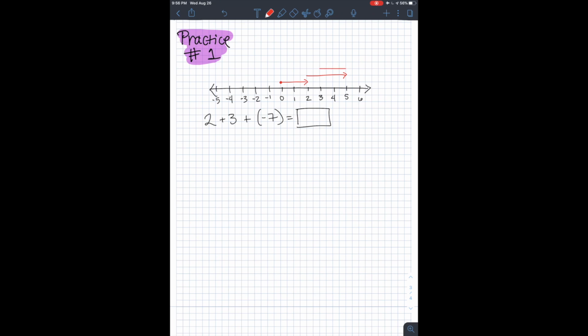Then we're going to start where we ended after going to the right again. And we're going to go back to the left 7 spaces because that negative sign in front of the 7 means that we go to the left. And where we end up is at negative 2. So that is our answer. 2 plus 3 plus negative 7 is negative 2.